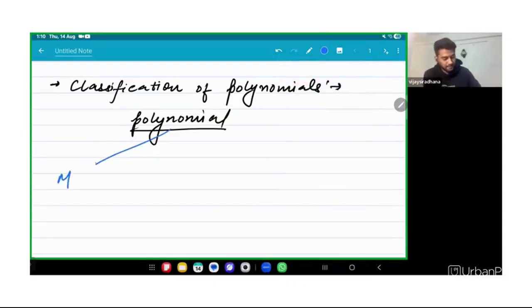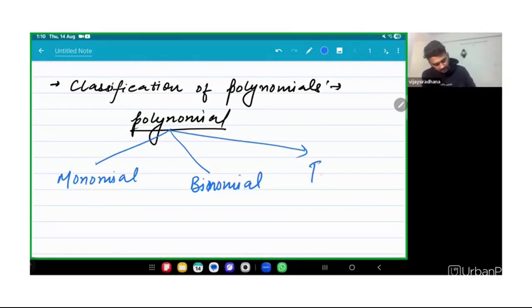The first one is monomial. The second one is binomial. And the third one is trinomial. Now, what do you mean by monomial? What do you mean by binomial?